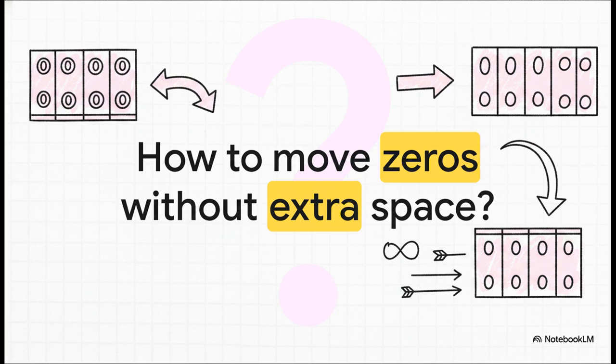Here is the core puzzle we're trying to solve today. How do you move all the zeros to the end of an array without using any extra space? Imagine you're handed a list of numbers. Some of them are zeros, some are not. Your ultimate goal is to push every single zero to the very back of that array, but you've got to do it as efficiently as humanly possible.